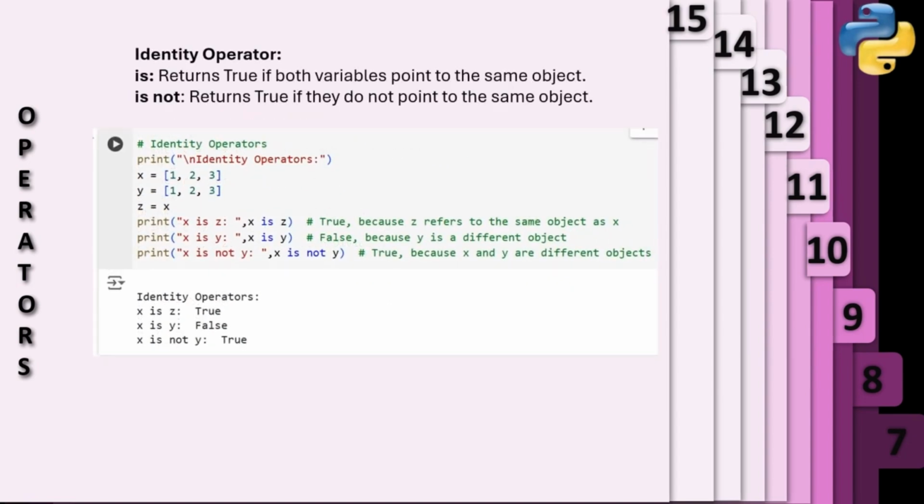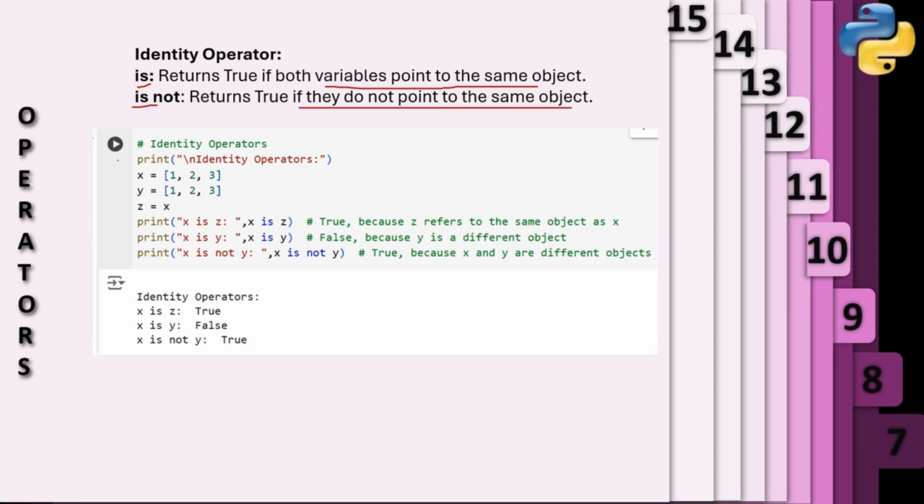Identity operators are used to compare objects, not if they are equal, but if they are actually the same object with the same memory location. It means it should be the same object, not a similar or identical object. Identity operators are is and is not. Is returns true if both variables point to the same object. Is not returns true if they don't point to the same object.